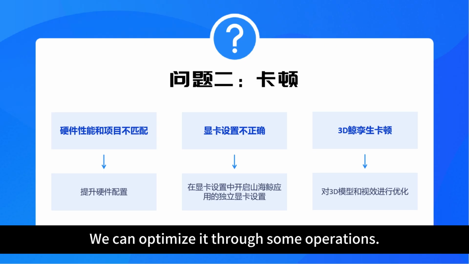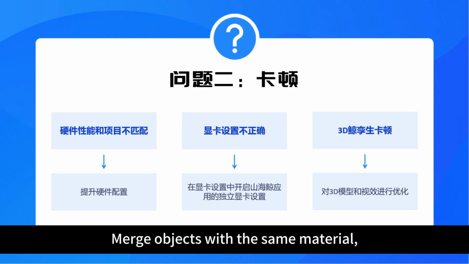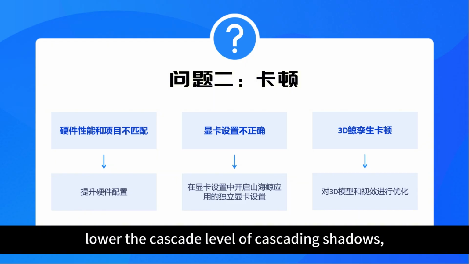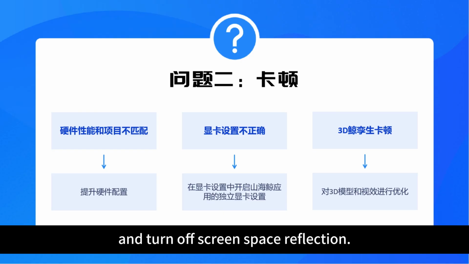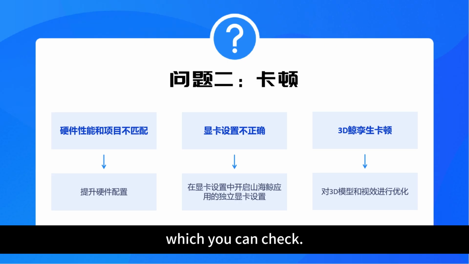There is also a case of 3D stuttering. We can optimize it through some operations, such as using Blender and other software to optimize the vertex count of the model and merge objects with the same material. We can also adjust the visual effects, such as lowering the rendering quality of volumetric clouds, lowering the cascade level of cascading shadows, and turning off screen space reflection. The specific optimization process has a graphic tutorial, which you can check.